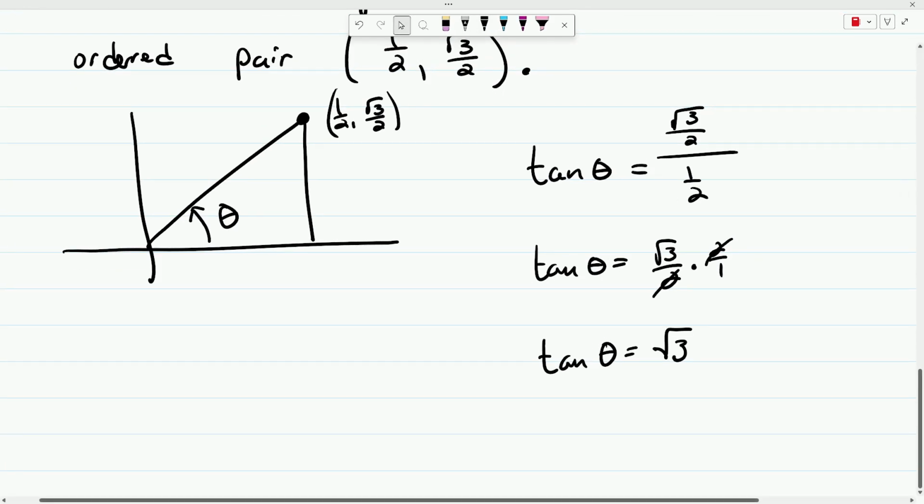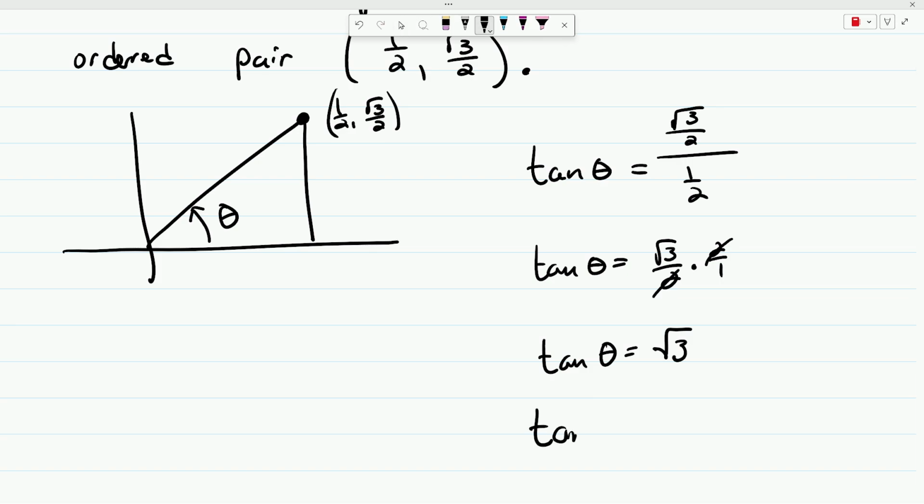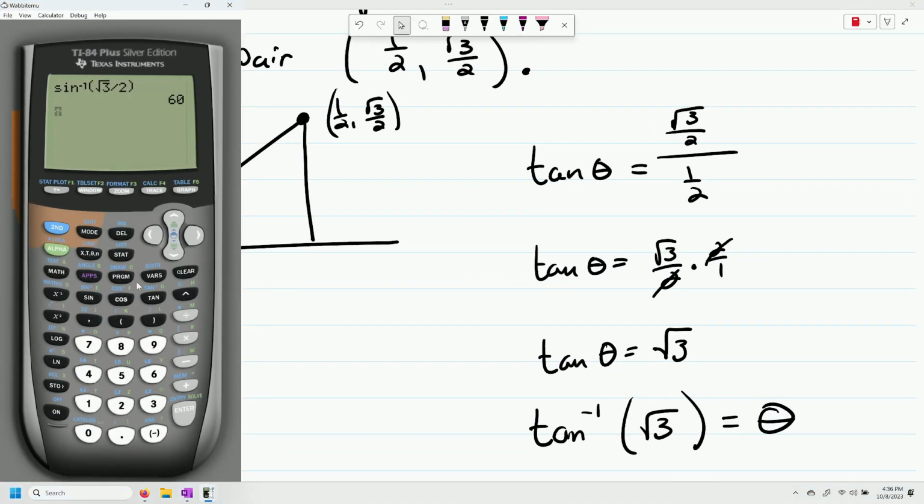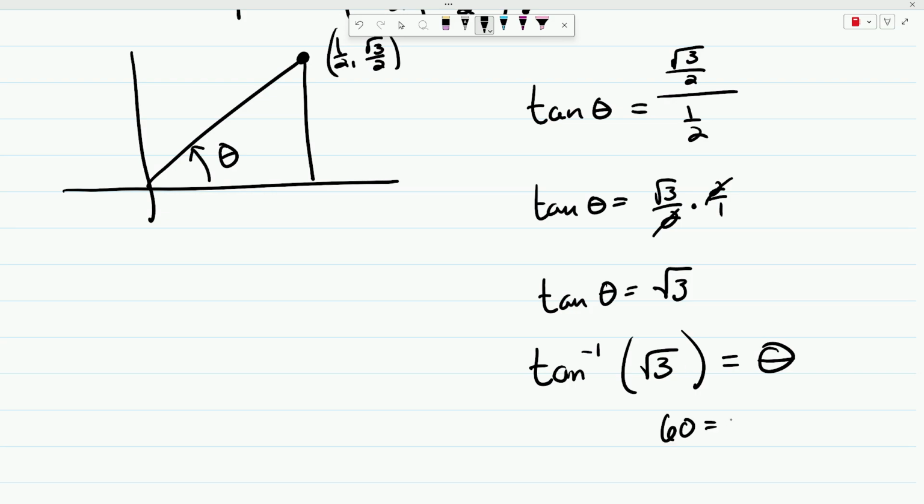And finally, once again, the answer should be 60 degrees. We would use the inverse tangent of square root of 3 equals theta. So we get our calculator out one more time. And we're going to do inverse tangent. So here's the inverse tangent, square root of 3. And hit enter, and once again, we get exactly 60 degrees. So that's how we can find angles if we know the sides. Or better yet, if we know what ordered pair we're standing at.